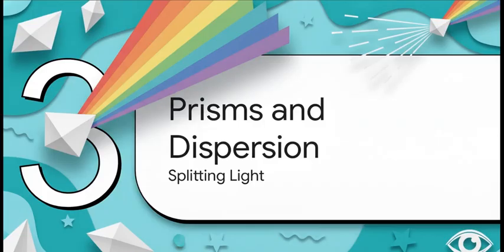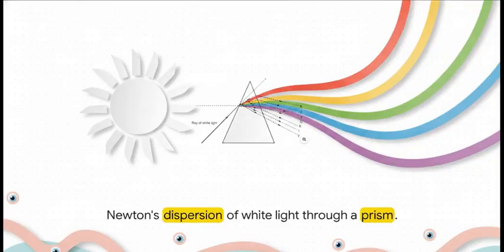Section 3. Prisms and dispersion. Now, let's zoom out to the physics of light itself. This brilliantly illustrates Isaac Newton's famous discovery. He used a triangular glass prism to prove that plain old white sunlight isn't just white, it's actually a hidden spectrum of completely different colors.